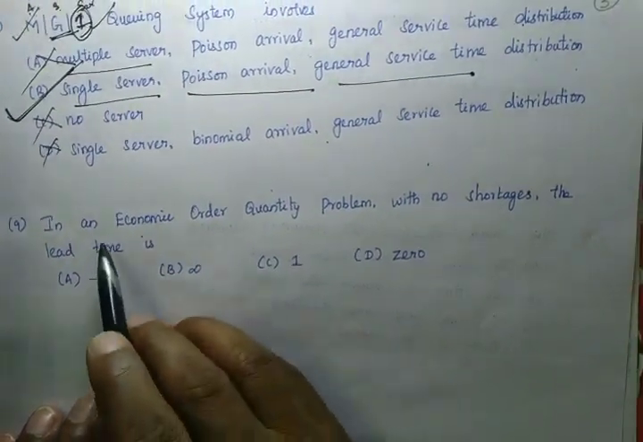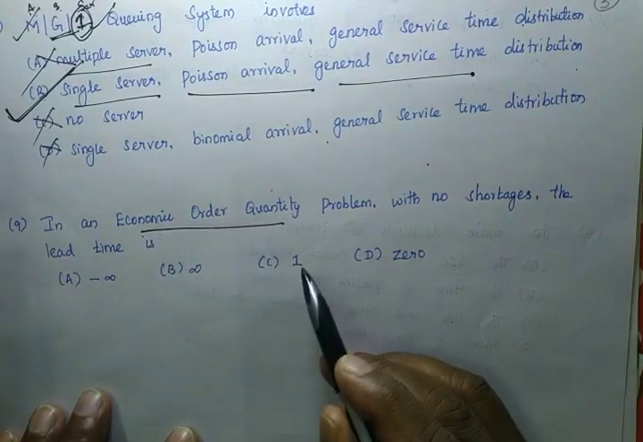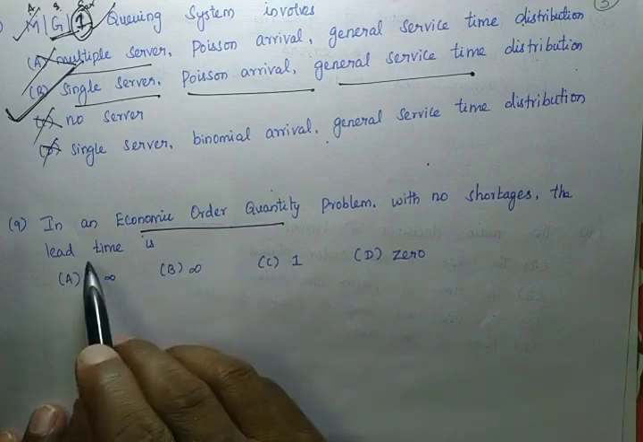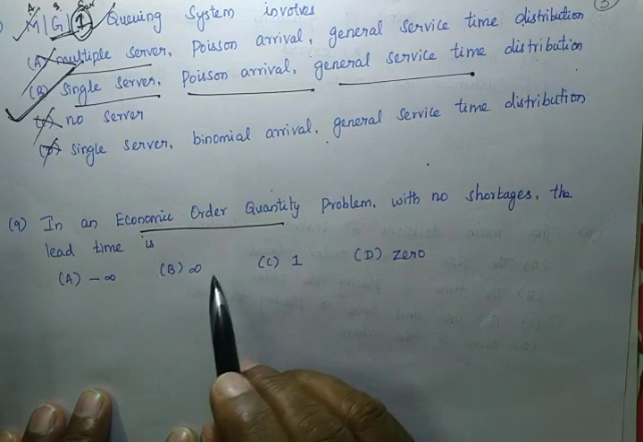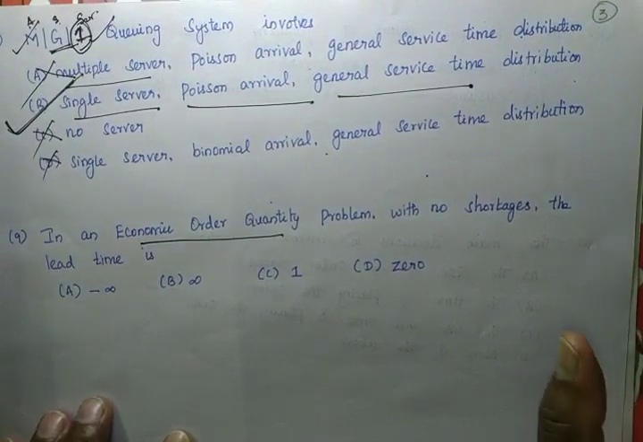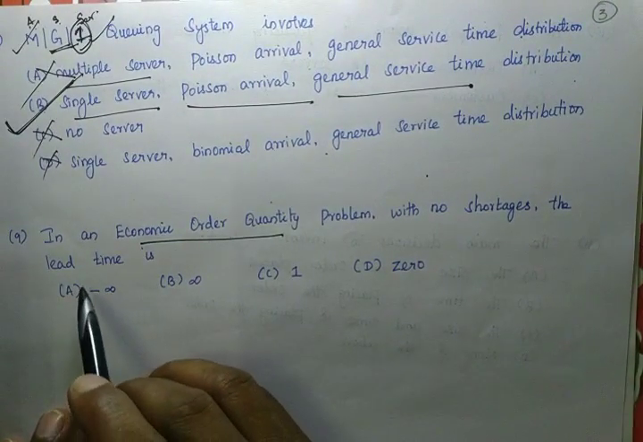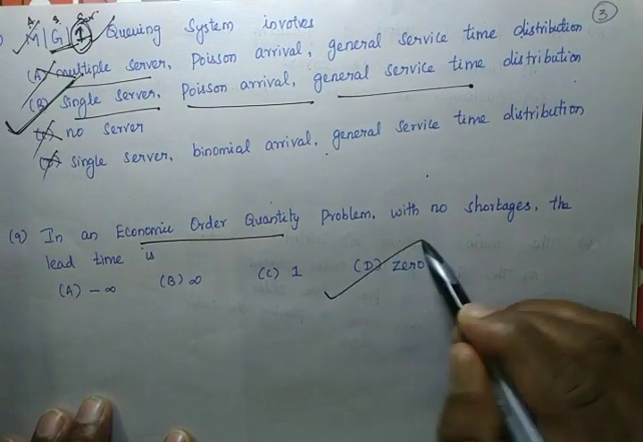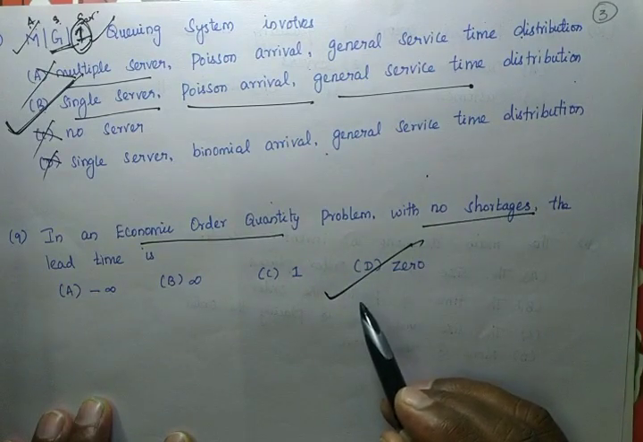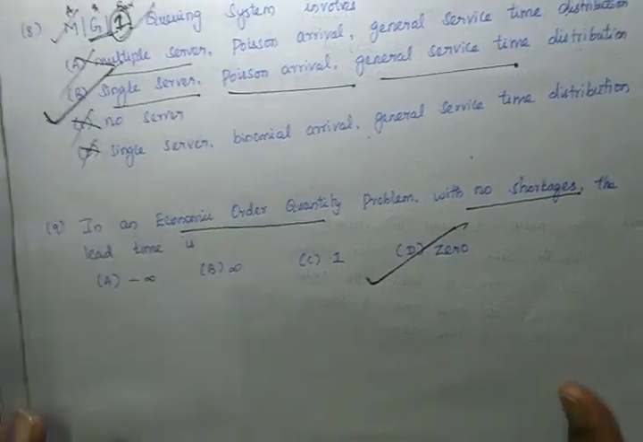In an economic order quantity (EOQ) problem with no shortages, the lead time is always what? There are no shortages, so we always have enough quantity. Therefore the lead time will always be 0. If there are no shortages, the lead time must be 0.